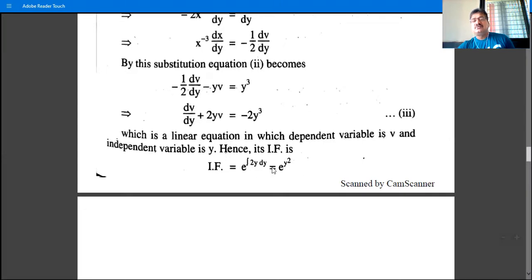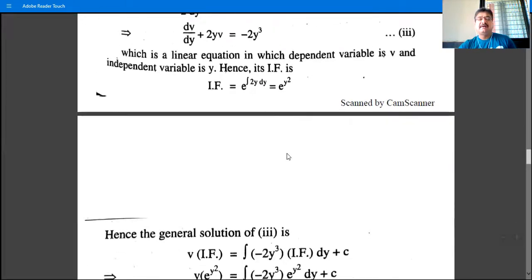And that is e raised to 2y, which is y square by 2. The 2s get cancelled, so e raised to y square is the integrating factor. And therefore, what is the general solution of equation number 3?